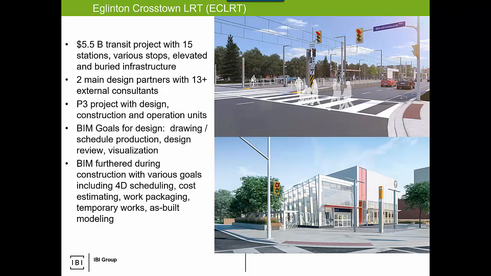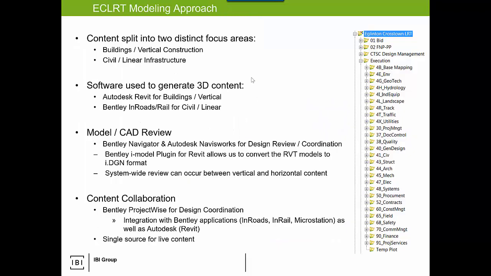There were 2 focus areas: the vertical stations and the linear infrastructure, a fusion of Revit and Bentley InRoads. Revit for buildings, InRoads and InRail for civil linear. Navigator and Navisworks were both used as review tools, and Bentley's ProjectWise was used as a central hub for all of the information. And this was all project information, not just the Revit models, not just the MicroStation DGN files, but all of the transmittals and submittals and the project documentation. All of the non-CAD information was fused into this collaboration system.